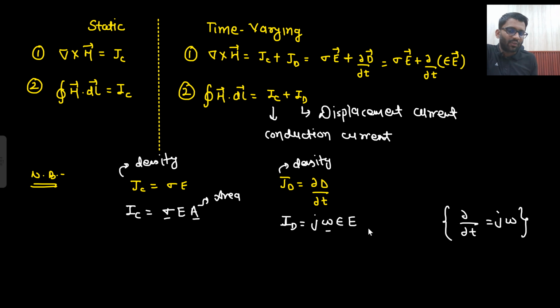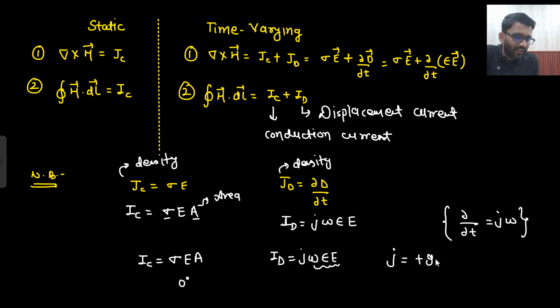So this is constant, omega constant, E constant. If IC and ID both are having the same electric field, then ID will lead IC by 90 degree. Is that statement clear? Look, IC is sigma EA and ID is j omega epsilon E. If this has a phase of 0 degree, so these will also have the phase of 0 degree, but j gives the phase of 90 degree.